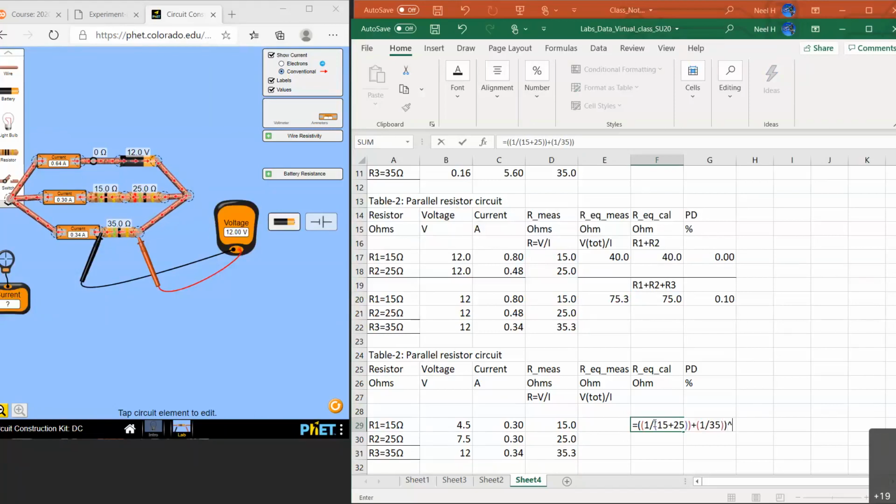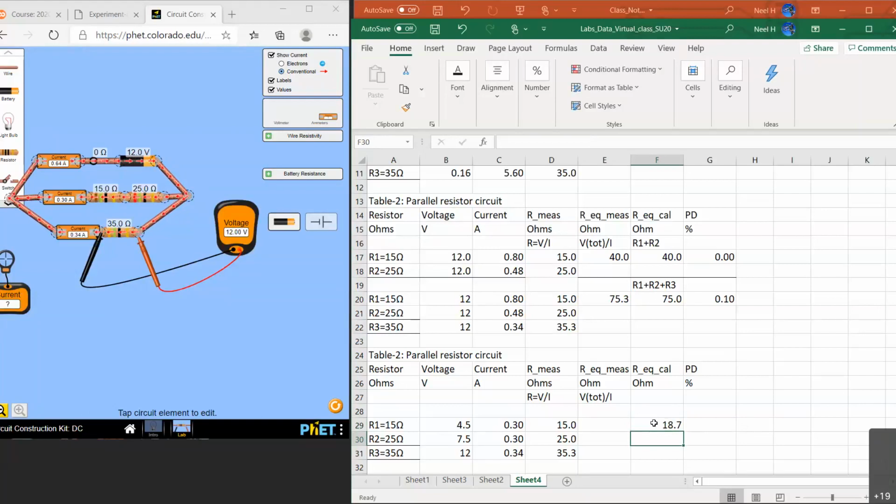You can put shift and 6 hat, and then I need -1 power. Hit enter button. You will get the effective or the resultant or equivalent resistance calculated value.